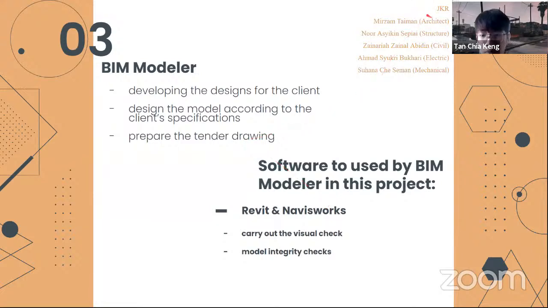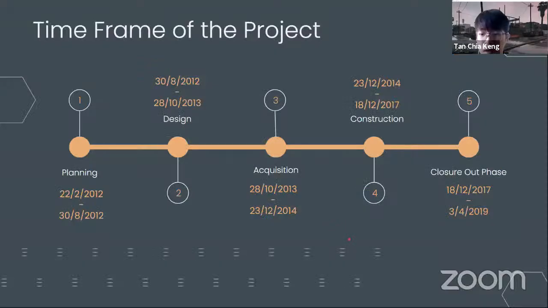Then the BIM modeler in this project will work closely together with the architect and engineers in developing the design for the client. Besides, the BIM modeler is also responsible for preparing the tender drawing and running the clash analysis, which is led by the BIM modeler architect, Mr. Mirzam Taiman. And the software used by the BIM modeler in this project is Revit and Navisworks to carry out the visual check for this project and to ensure there are no unintended model components.